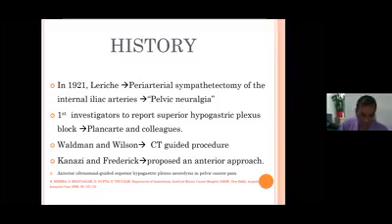Thereafter, he also used a single needle technique, and lastly he also applied a posterior transdiscal approach, and this was most successfully done with fluoroscopy guidance. After the fluoroscopy, CT guidance was used by Waldman and Wilson, but it is the most costly procedure. Thereafter, Kanazi and Fredericks also applied a fluoroscopy guided anterior approach.